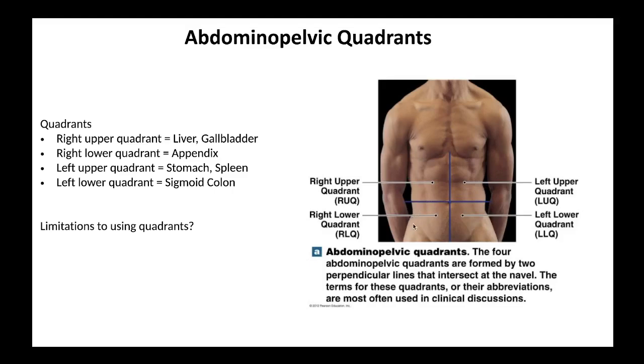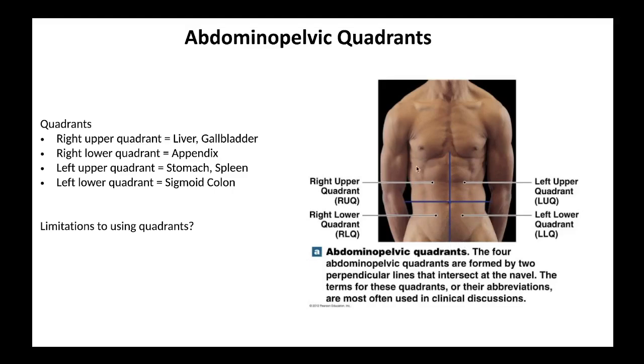And then your right lower quadrant, the most important organ here, just because it's clinically relevant, is going to be the appendix. For instance, if you have a patient that comes in with right lower quadrant pain and they have fever, nausea, vomiting, that's going to be very highly suspect of things like appendicitis. Left lower quadrant is going to be your sigmoid colon. So if you have things like diverticulitis, you might see a person having left lower quadrant pain.